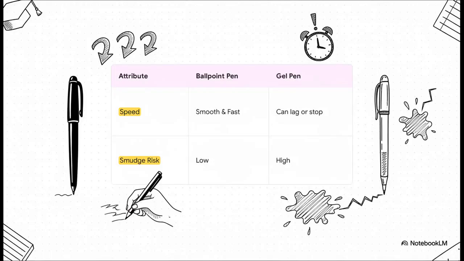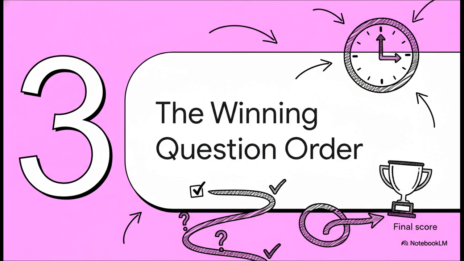Now, you might be asking, why a ballpoint pen? Why not a gel pen? Well, in an exam, you're basically in a race against the clock. Ballpoint pens are fast, they're smooth, and they almost never smudge. Gel pens, on the other hand, can get a little sticky, stop working, or worse, smudge all over your hard work. It's a risk you really don't need to take. All right, you've got your tools ready to go.